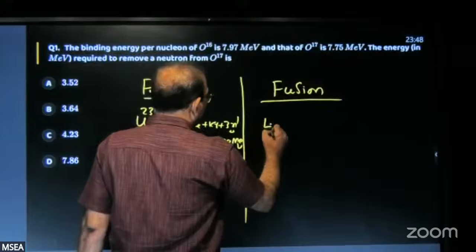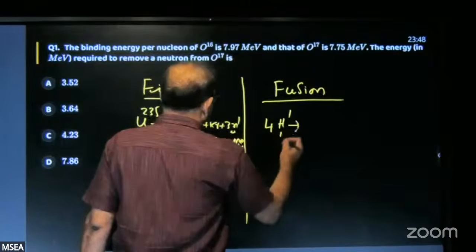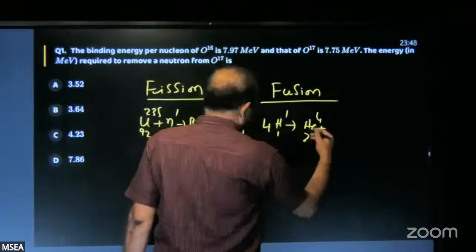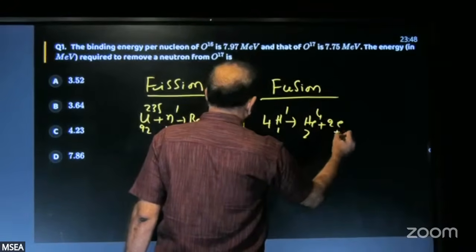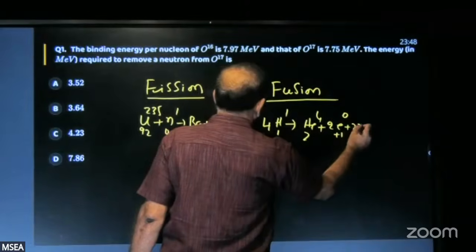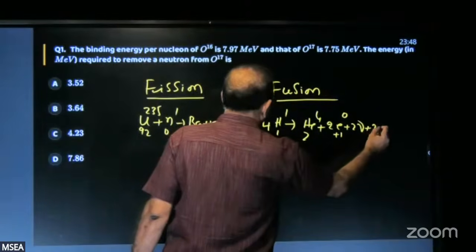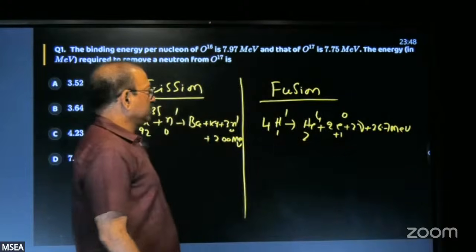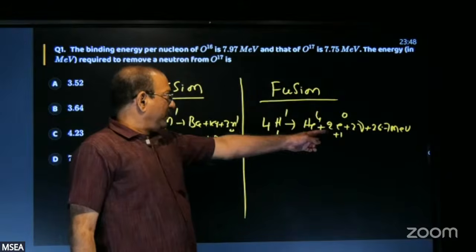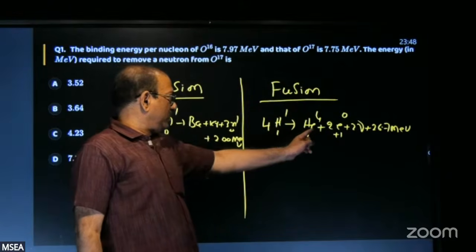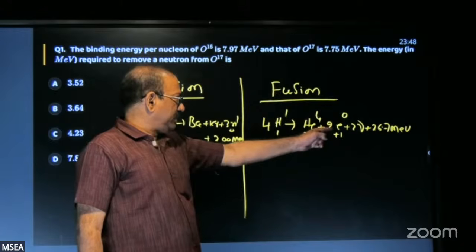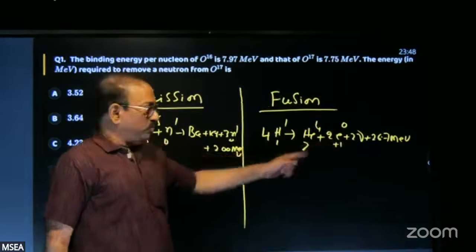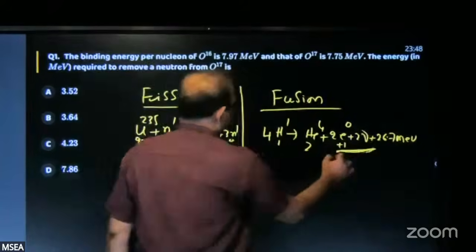Fusion example: 4 hydrogen nuclei combine to form one helium nucleus, releasing 2 positrons, 2 neutrinos, and nearly 26.7 MeV energy. Remember this: during fusion of hydrogen to helium, 2 positrons are released and 2 neutrinos are released. Remember this, very important.